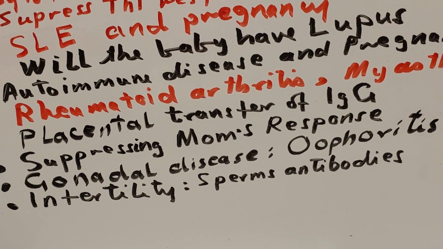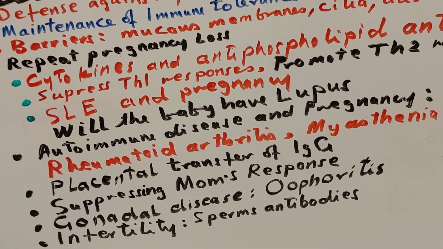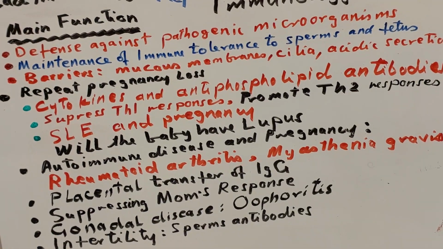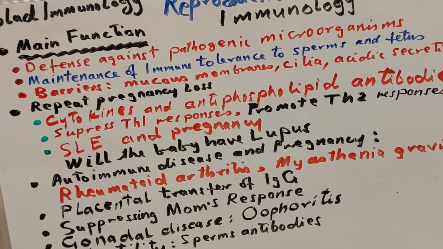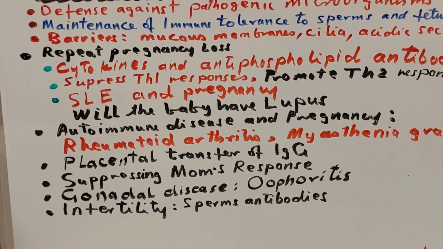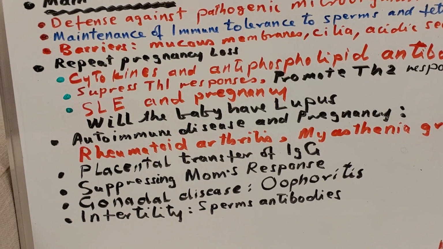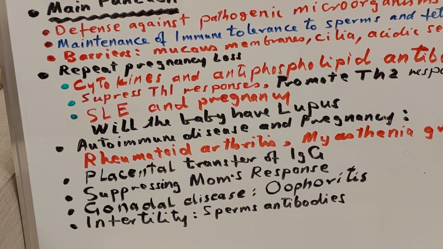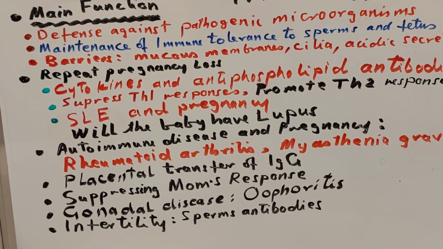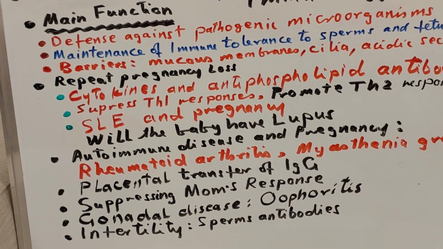So now I'm going to talk about placental transfer of IgG. Usually this starts at 12 weeks of gestational age, but most at 32 weeks. However, in a full-term baby, the serum level in the neonate is equal or similar to that in the mother.